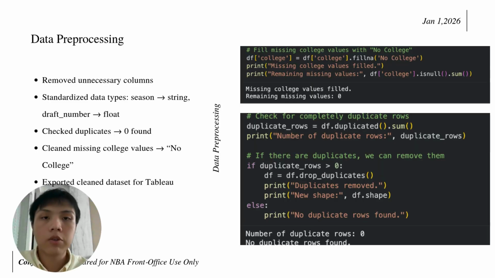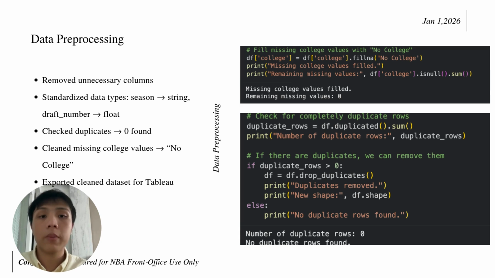Data preprocessing was a critical step before visualization. I began by removing unnecessary columns, including default index fields. Data types were standardized, converting the season field into a string so Tableau could treat it as a categorical, and converting draft number to float for numerical calculation. I also checked for duplicate rows, which returned 0, confirming data integrity.